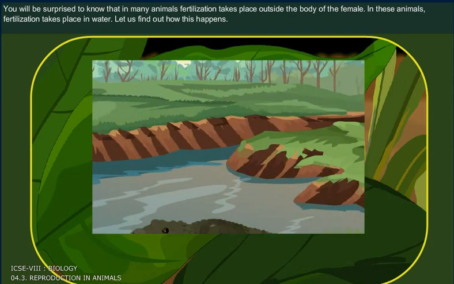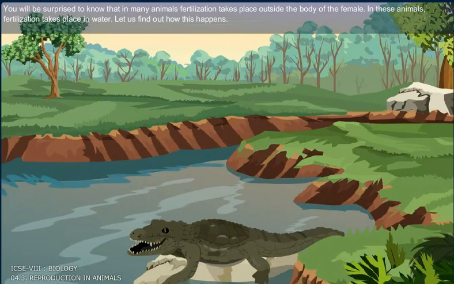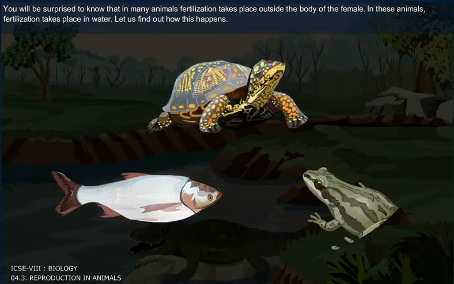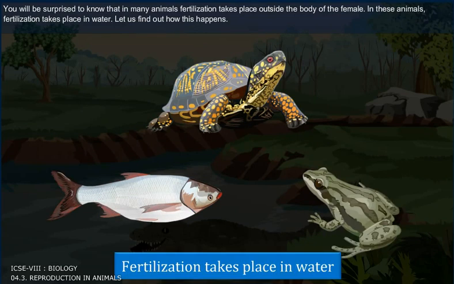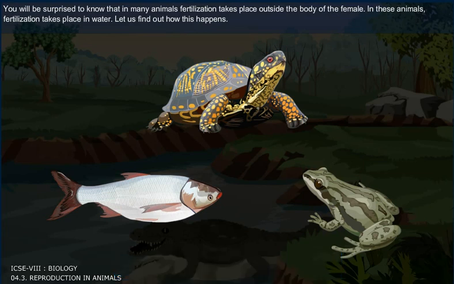You will be surprised to know that in many animals, fertilization takes place outside the body of the female. In these animals, fertilization takes place in water. Let us find out how this happens.